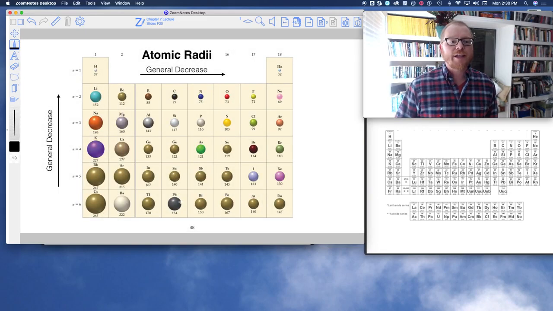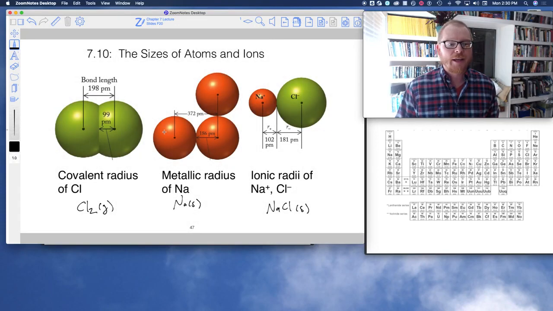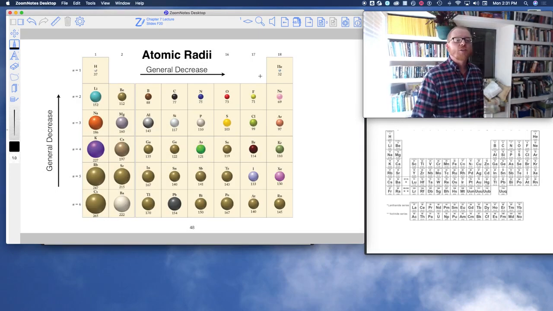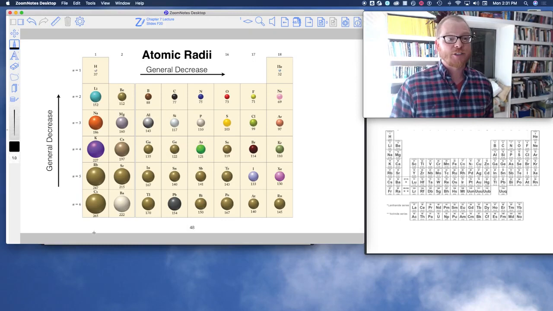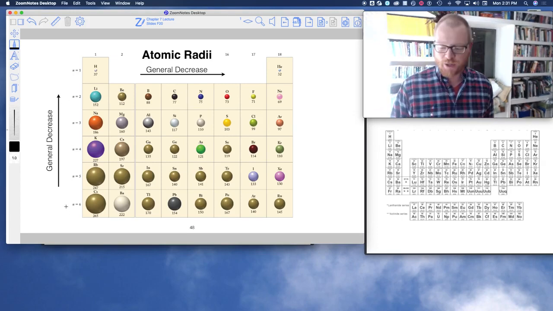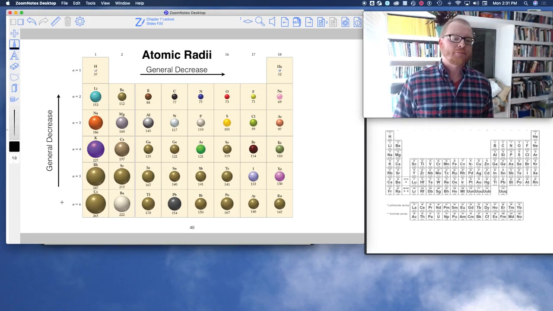So here is the trend that we see with atomic radii. What I want to point out: sodium 186 and chlorine 99. There's the 186 for sodium, and there's the 99 for chlorine, but not the 102 or the 181. So what we see here is a general decrease as you go up, or we could say a general increase as we go down.